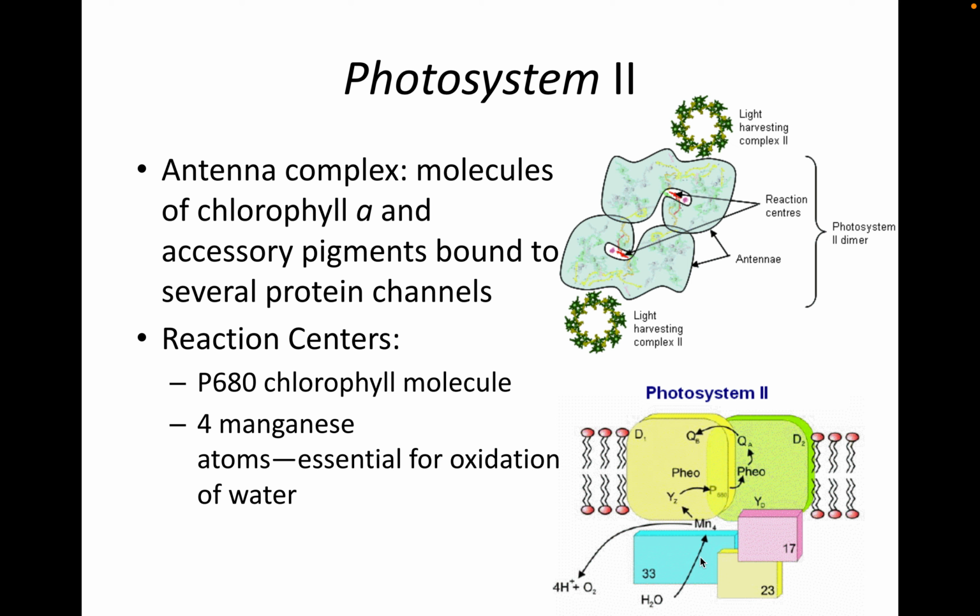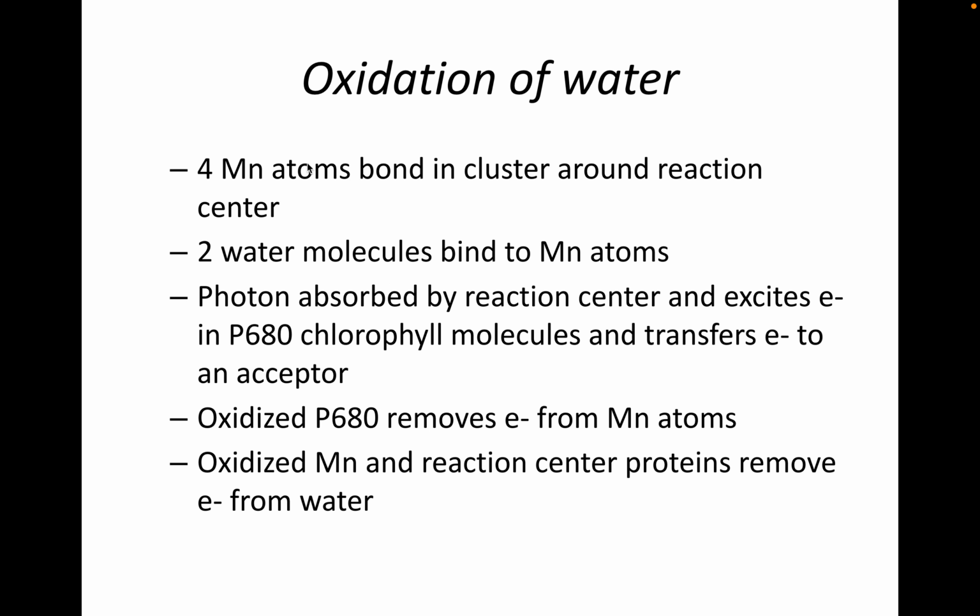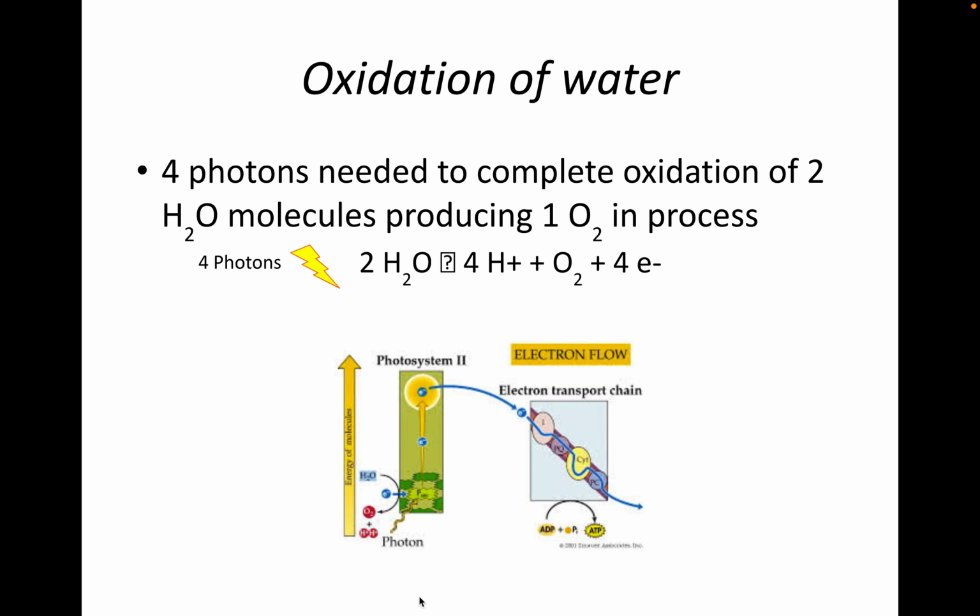So this is a really rudimentary picture of photosystem 2, but you can see the 4 manganese. Water comes in, and it gets oxidized to produce oxygen and 4 protons. So the 4 manganese atoms bond around the reaction center, and then 2 water molecules will bind to them. So we're basically removing those electrons from water, and then they head to the manganese, and then those electrons get removed right there. So the electrons from water are replenishing the ones that get lost from that photoelectric effect. So you need 4.